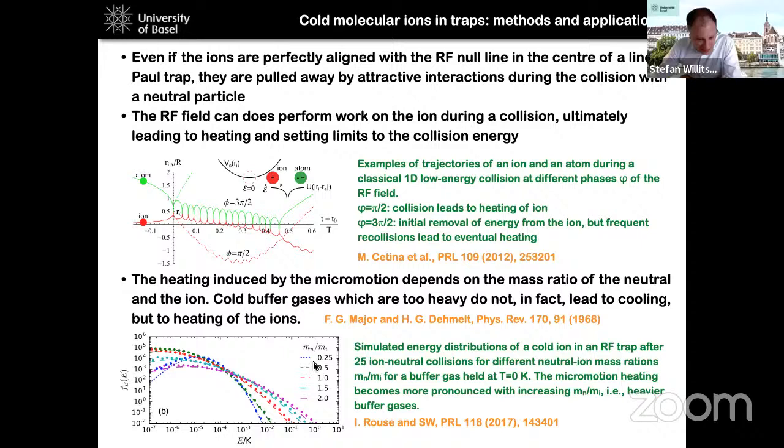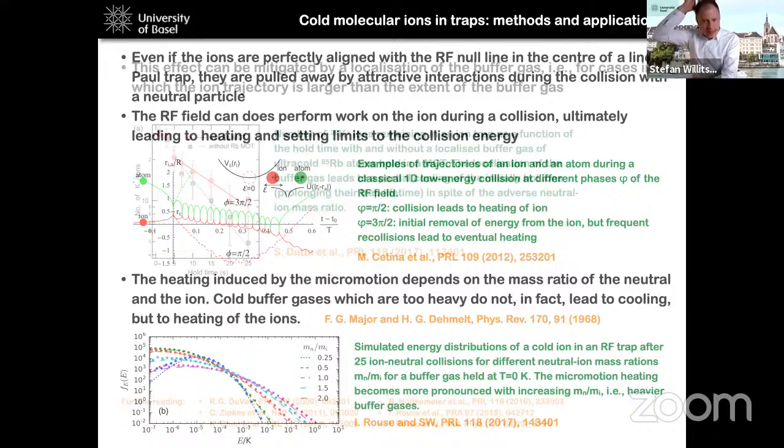And one can see that as a function of the neutral-to-ion mass ratio, the distribution gets ever broader after these 25 collisions. So the heavier the neutral compared to the ion, the broader the energy distribution of the ion gets after these collisions, even if we start with very cold ions and very cold atoms. And the reason is just this coupling of micromotion energy into the secular motion of the ion.